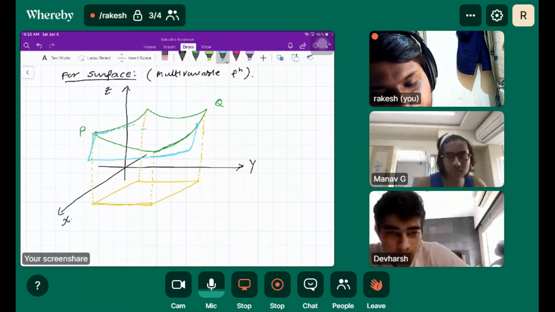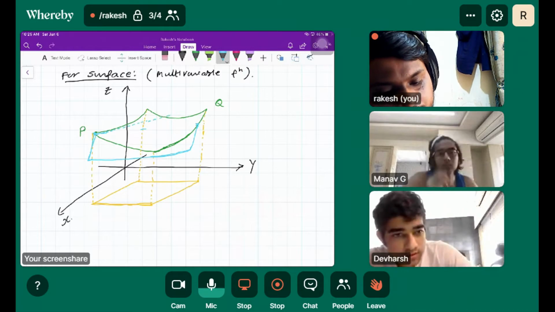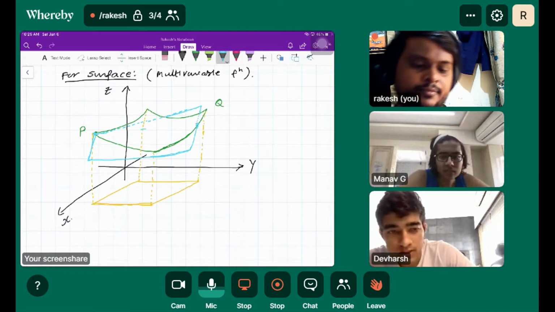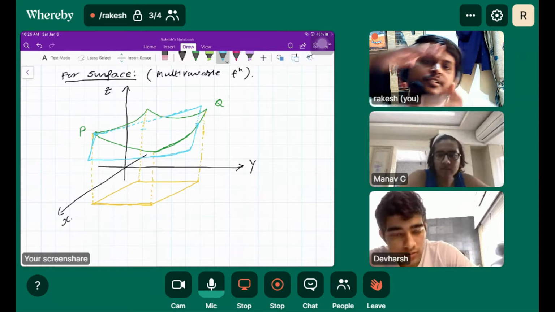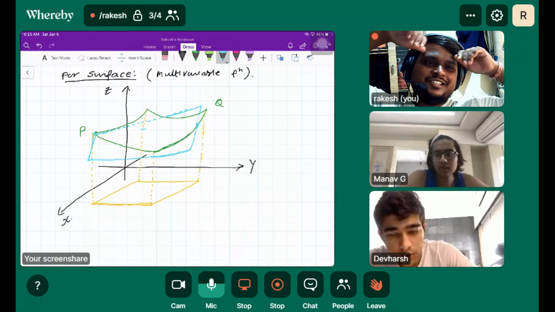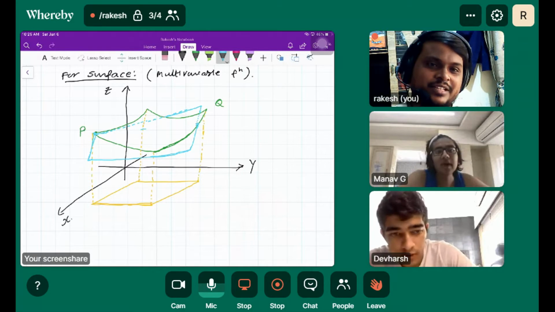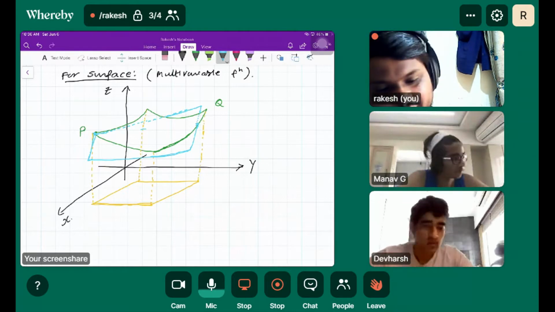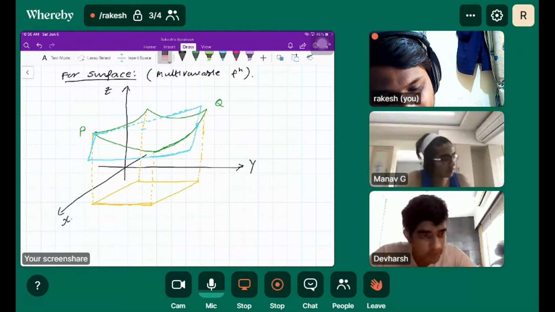I didn't get what the blue thing is supposed to do. What did you ask? I didn't get what the blue drawing part is. The tangent plane. The tangent plane, at what point? At P. On P. Okay, it is not visible, na?